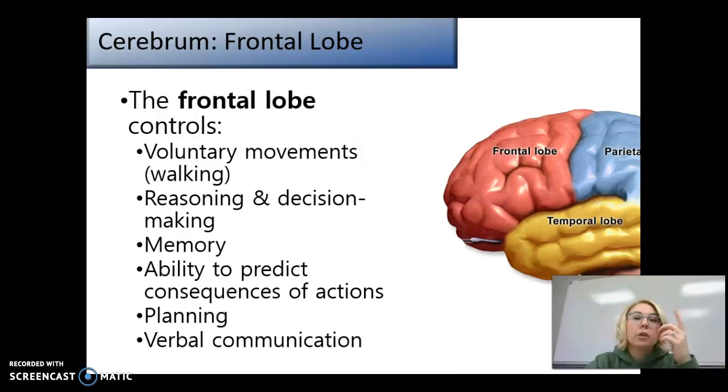It's also part of your memory, usually short-term memory, and the ability to predict consequences of actions. This part controls your conscience, guys, and your verbal communication. So your frontal lobe is very, very important. Now you should be on your notes, on the very back sheet, the brain anatomy, and how you're doing this is that you are just filling in all of this area right here under each of the lobes. So whenever we go to the next lobe, you write down those things that it controls, okay?